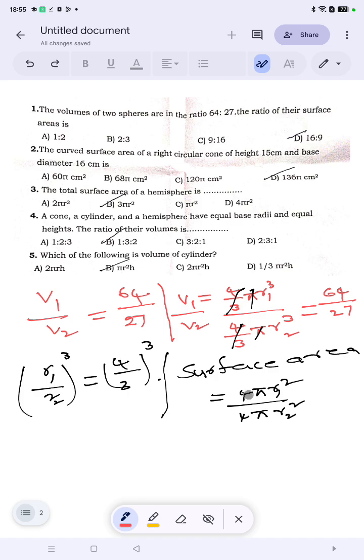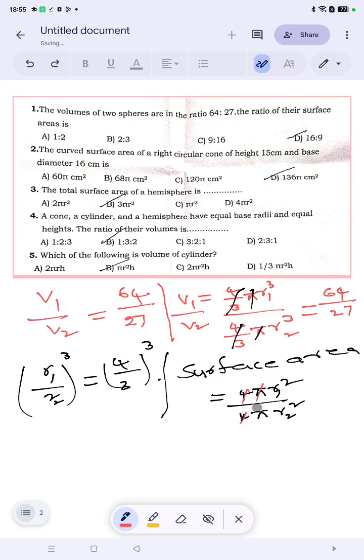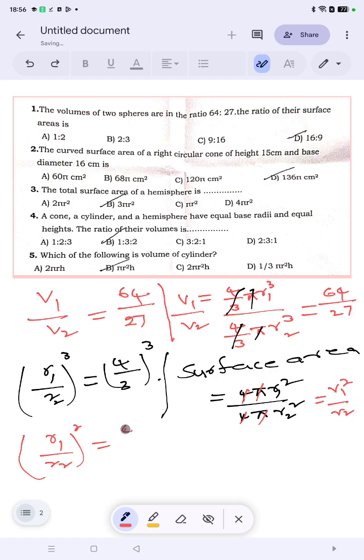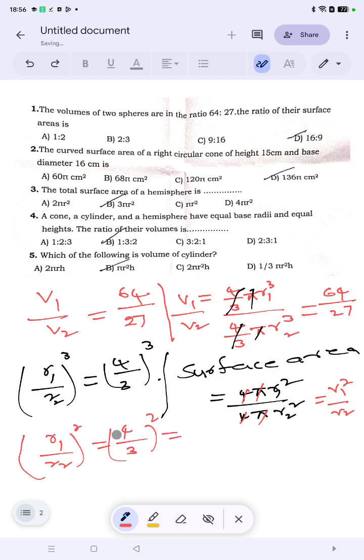now look at this, 4 is cancelled, pi is cancelled. What is left over here? r1 square by r2 square. We already know r1 by r2, we can write this one whole square. From this we can write r1 by r2 how much? 4/3. If you do this one square, what you will get? Square means 16/9. So our ratio, what is the ratio?